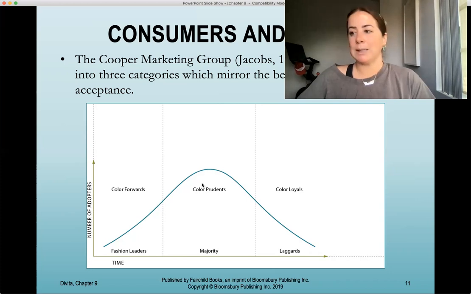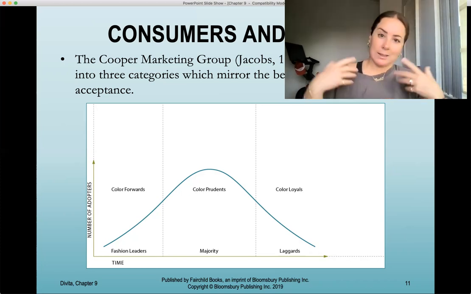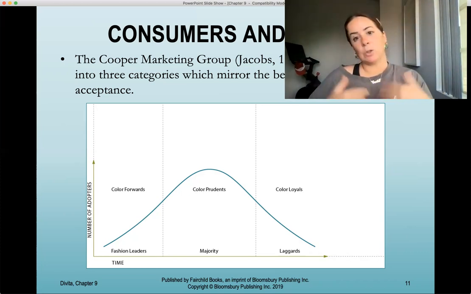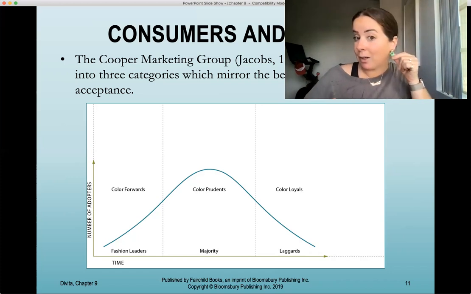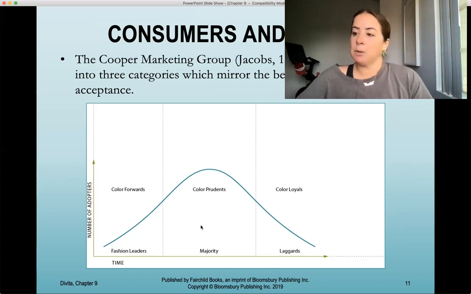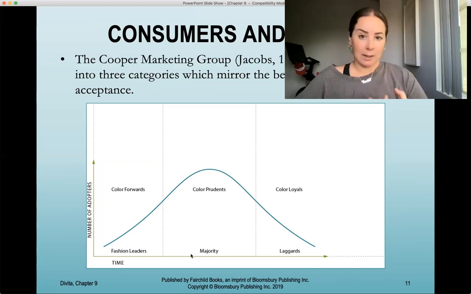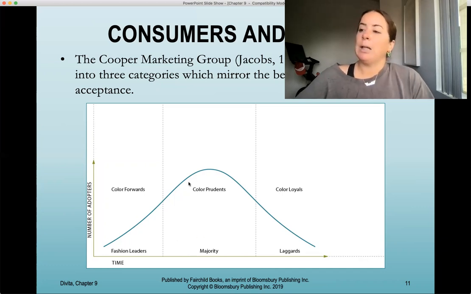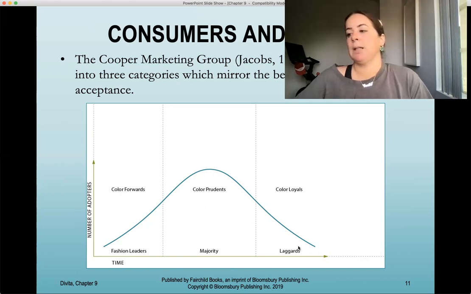And now we see the majority can find that Kelly green color, not only in luxury goods, but we can see it in knockoff purses, we can see it in shoes, we can see it in my earrings, right? And this is a majority of the people now accepting that color into their life. And we call these people the color prudence. And then ultimately come the laggards.